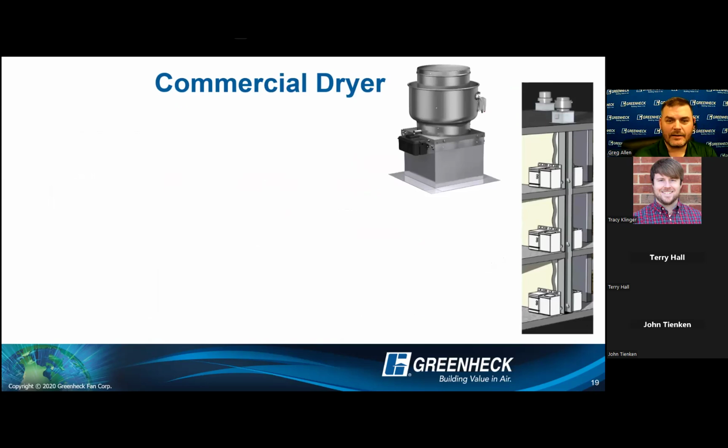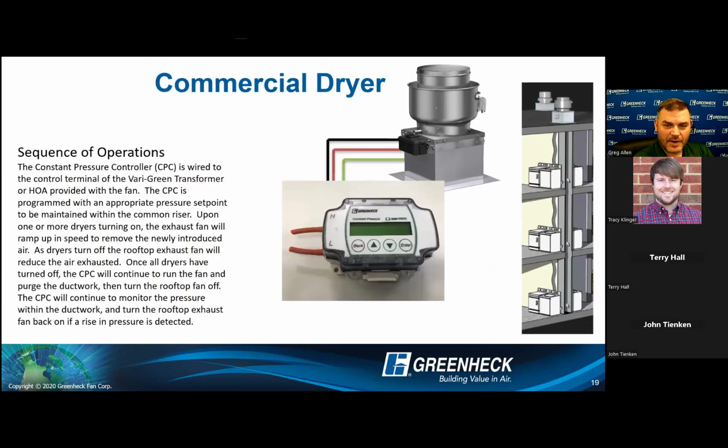Let's look at a commercial dryer, and really this could be bathrooms in an apartment as well. If you look at the way this is set up, again, I've got the exact same fan, the same wiring, the same control. This is a constant pressure controller. But on the right hand side, you can see my dryers. You can see bathrooms that are pushing air into a common riser. So here, what I'm going to do is always look at 2 points of pressure, right?